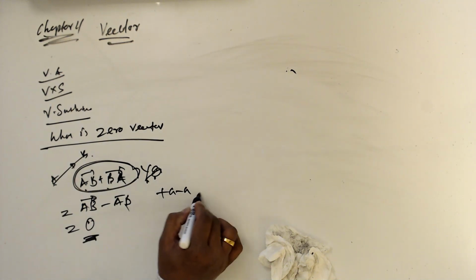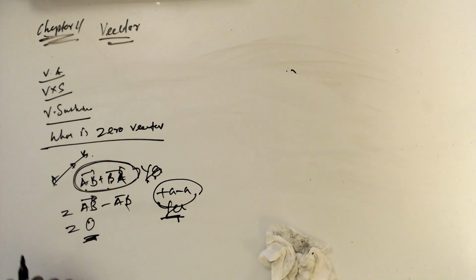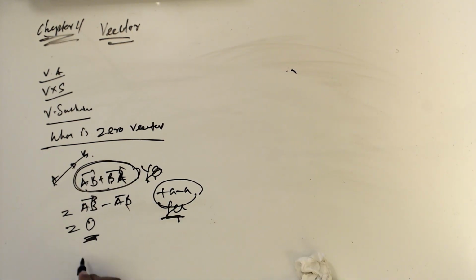A plus minus A is a zero vector. Yes. Another way now. What is the zero vector? AB plus BA.